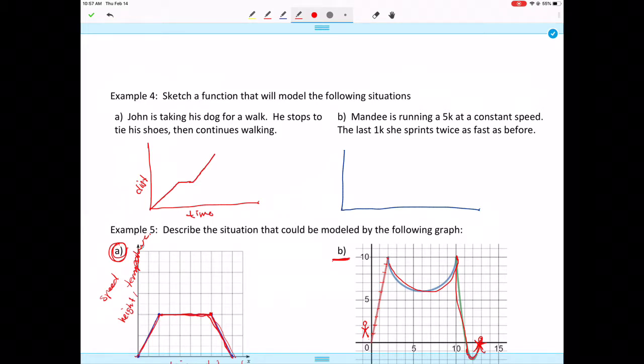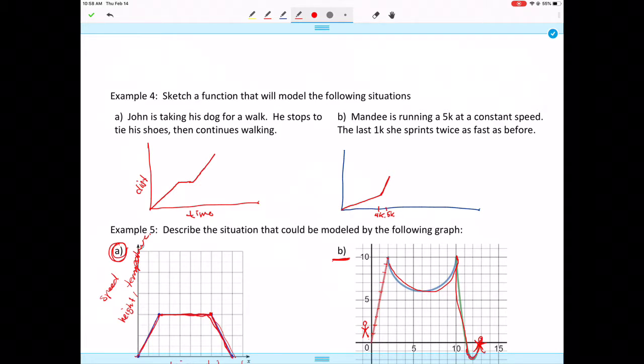All right, B, Mandy is running a 5K at a constant speed. The last 1K, she sprints twice as fast as before. So here you could come up with something like she's running the first 4K. This would be like 4K. You don't need to write down these numbers or anything. But then the last K, for 5K, she sprints twice as fast as before. Something like that. All right?